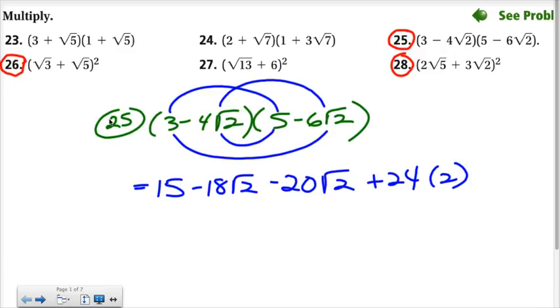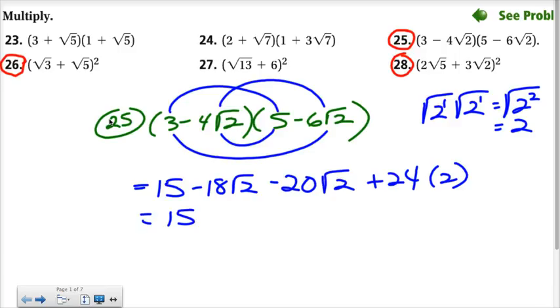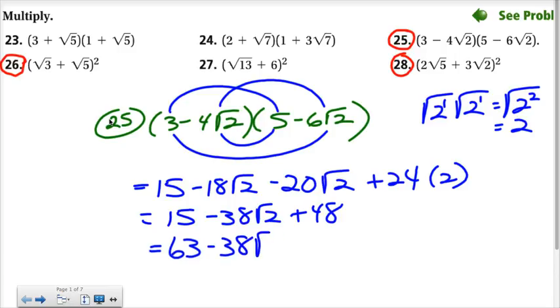So it's kind of the same process as we were talking about with rationalizing the denominator. When you do the square root of 2 times the square root of 2, you're going to get the square root of 2 squared, which is just going to be 2 to the first. So we have 15. And then we have some like terms here because we have like radicals. Negative 18 square roots of 2 and negative 20 square roots of 2 is negative 38 square roots of 2 plus 48. And then we would go ahead and add that 15. So if we do that, we have 63 minus 38 square roots of 2.